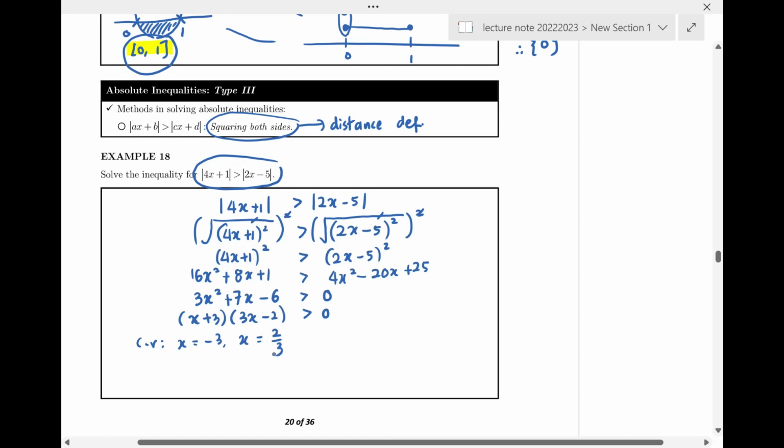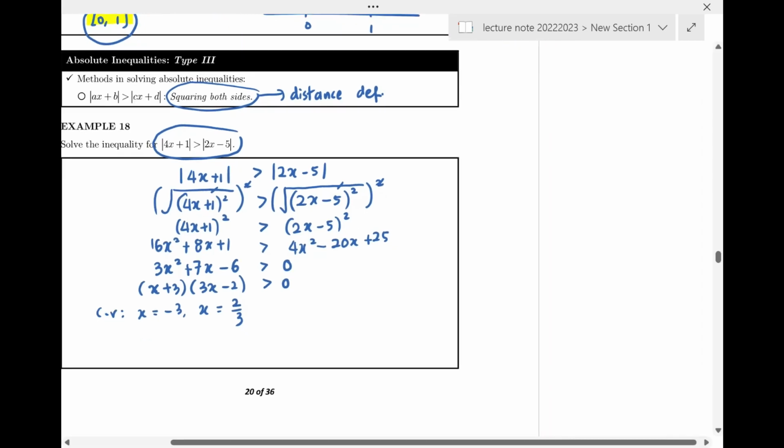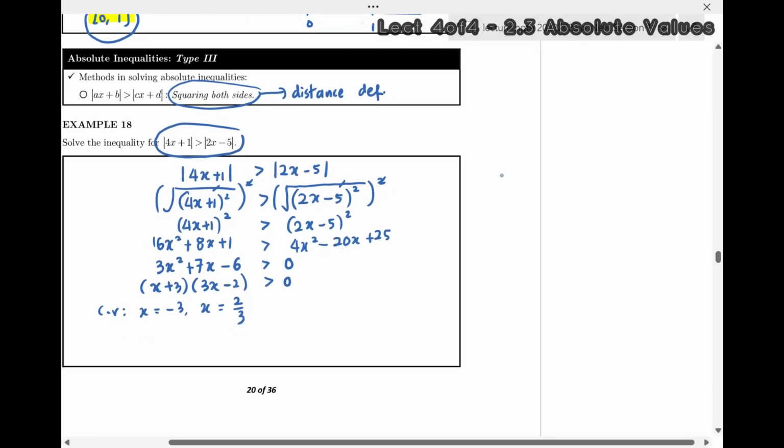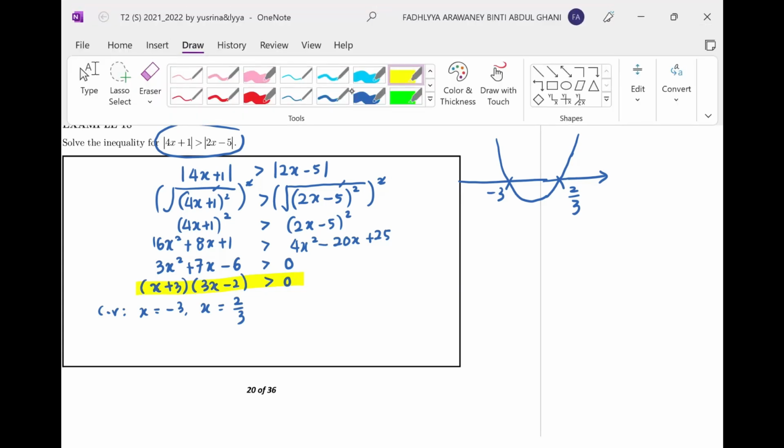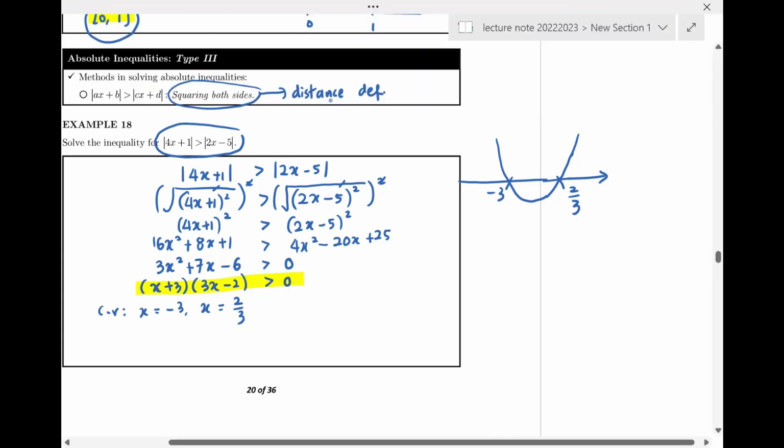With our critical values here, we sketch our smiley graph, with first negative 3 and 2 over 3. Where is our highlighted statement? It is this one. We need the one greater than 0. Greater than 0 means the one above the line.